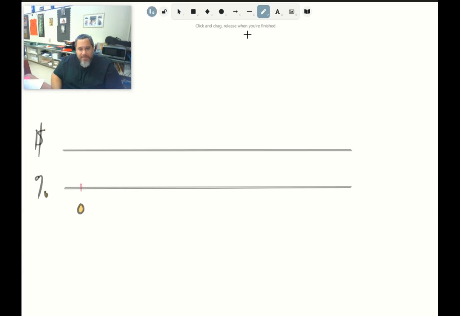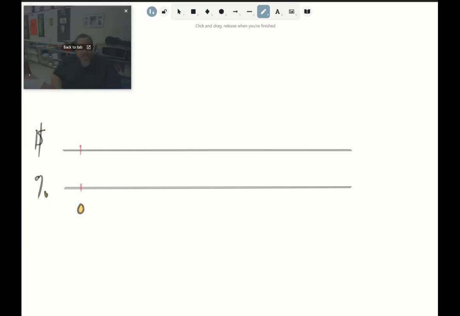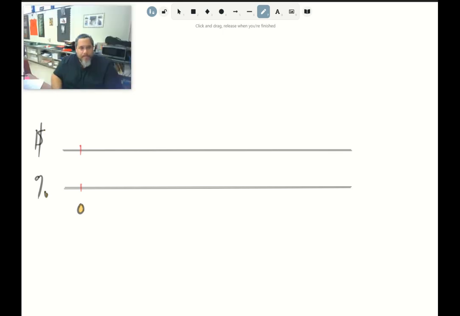Obviously, we have our 0%, $0. 0% would be $0. Now, I'm going to put 100% not so far over here because I'm going to need room. So I'm going to put my 100% right here. My original amount is that 100% amount. That $3,000 is my 100%.